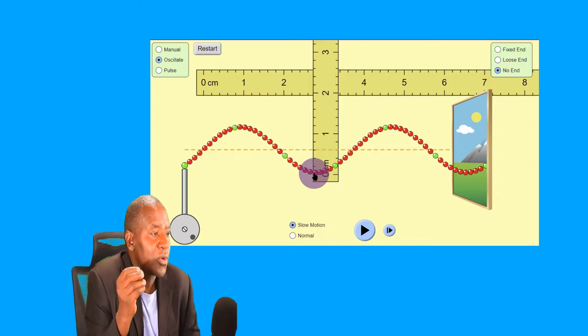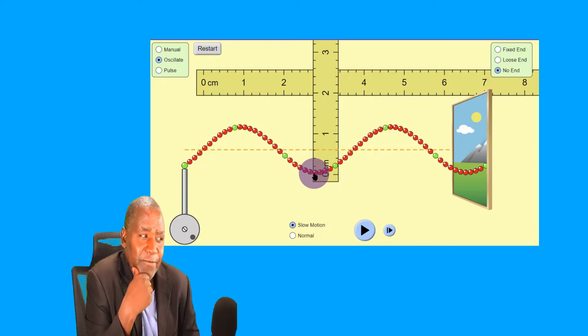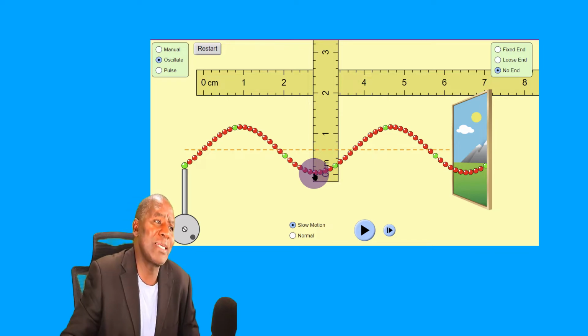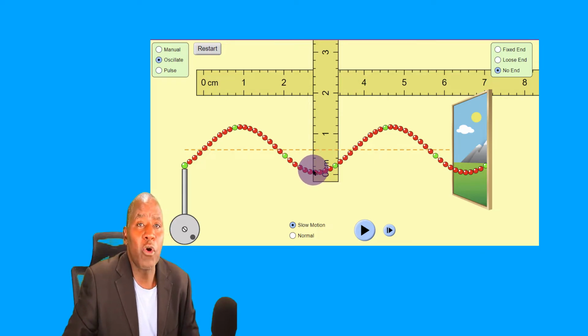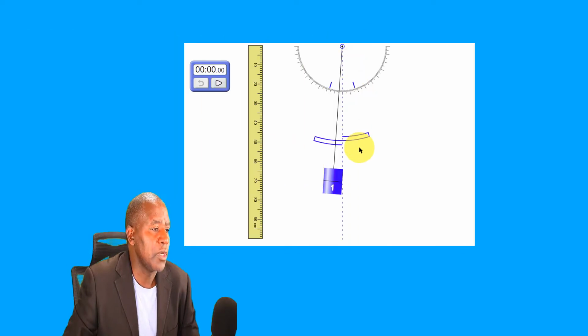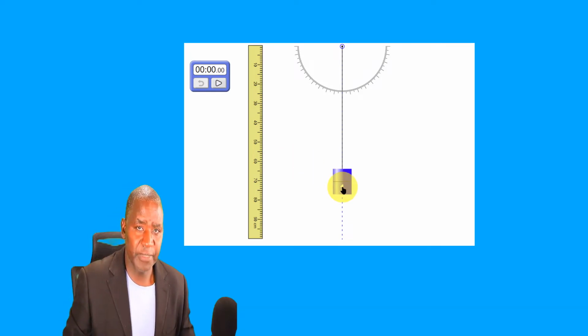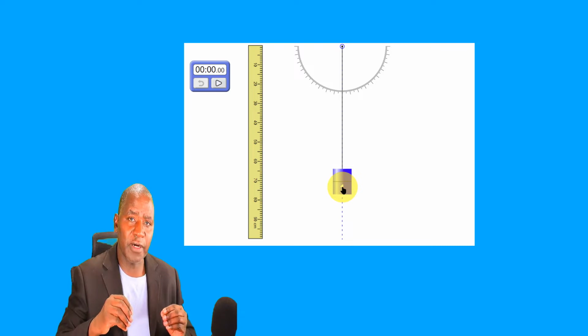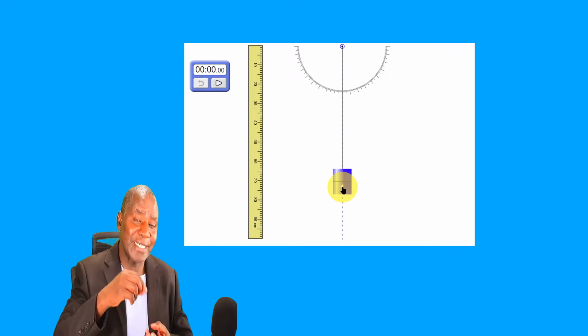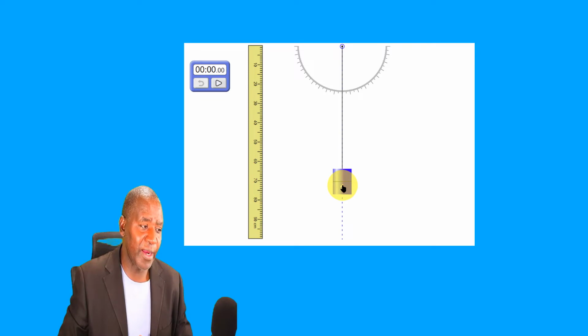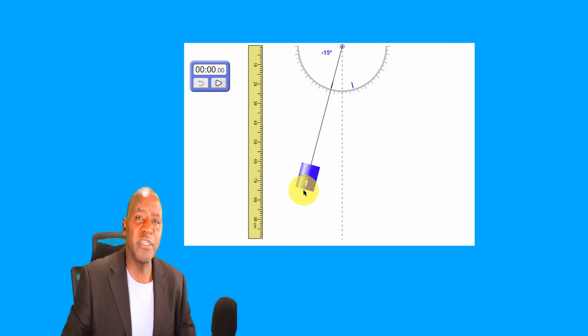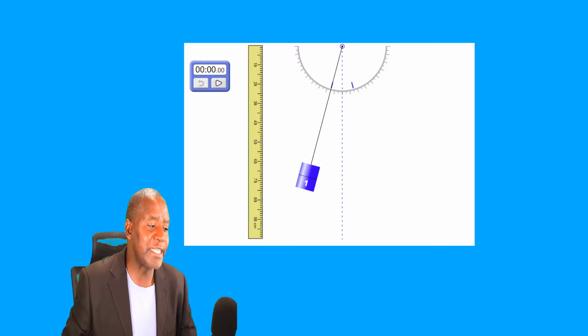Now the next one is wavelength. For us to be able to understand wavelength, we need to understand the meaning of a complete oscillation. Now over here, let me just remove everything. Over here, I have a simple pendulum. A simple pendulum consists of a mass, probably a bob, tied to a piece of thread, and then this mass is displaced through a small angle, like for example, about 15 degrees, and then it is released.